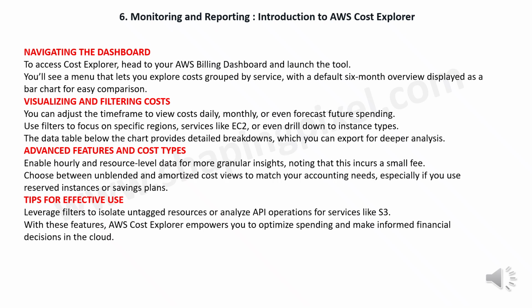The data table below the chart provides detailed breakdowns, which you can export for deeper analysis. Enable hourly and resource-level data for more granular insights, noting that this incurs a small fee. Choose between unblended and amortized cost views to match your accounting needs, especially if you use reserved instances or savings plans. Leverage filters to isolate untagged resources or analyze API operations for services like S3. With these features, AWS Cost Explorer empowers you to optimize spending and make informed financial decisions in the cloud.